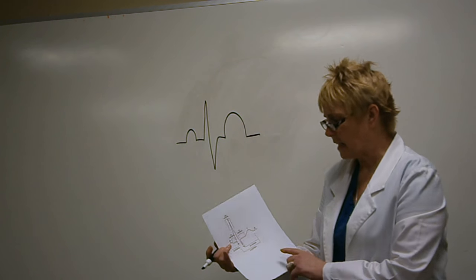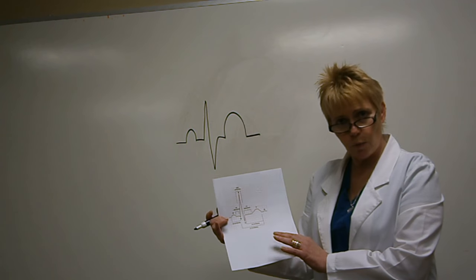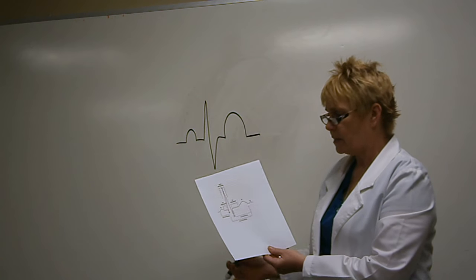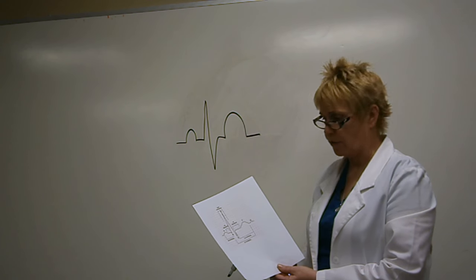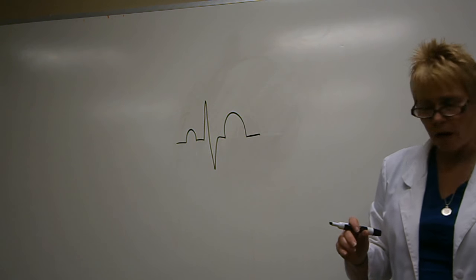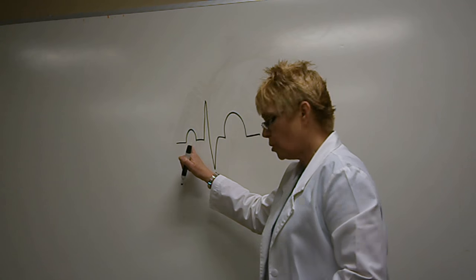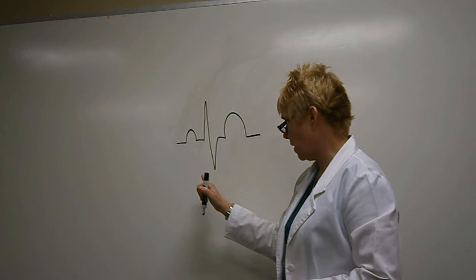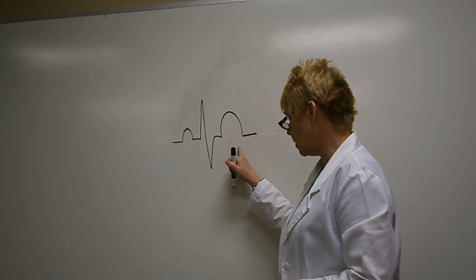So in the back of your handout is an EKG waveform guide that will help you to measure your intervals. But I just wanted to review it up on the board for you as well. So on your EKG waveform, you have your P, your QRS, and your T wave.